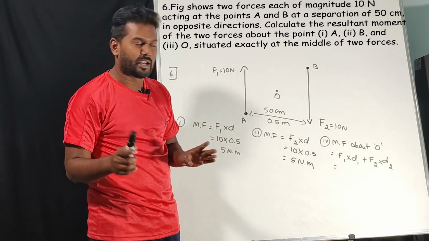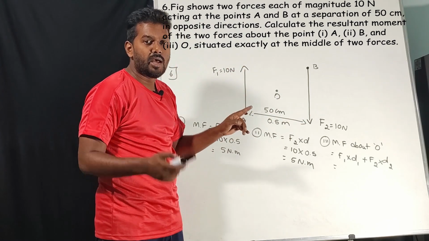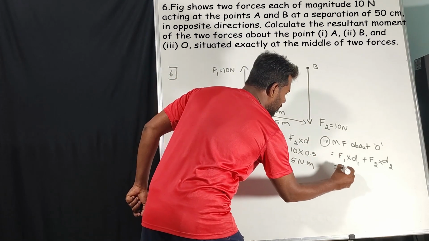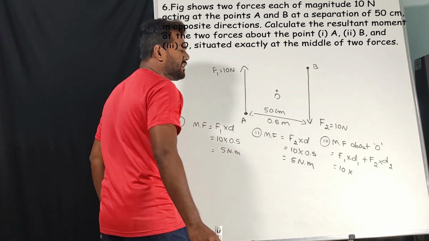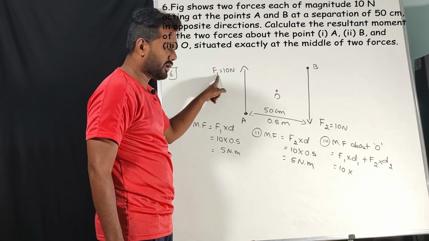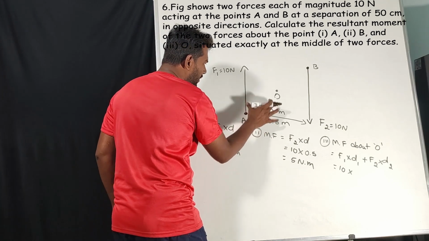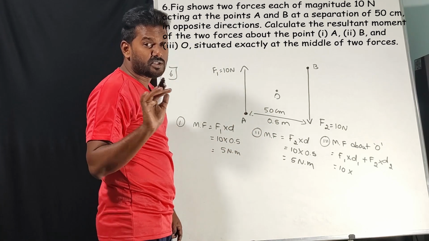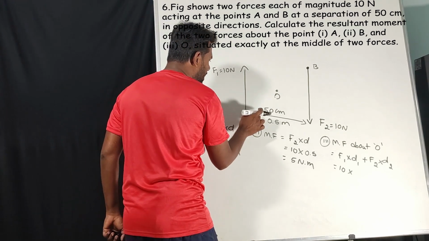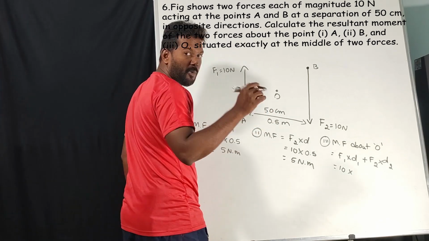If they are in opposite direction, if force F1 is up and force F2 is also up, then both are in opposite direction, then we have to subtract. F1 is equal to 10. Now this perpendicular distance d1, we are talking about O and force F1, correct? What is the difference between the point A and O? Half of this, correct? In the question they have mentioned clearly that the point O is exactly at the center. So if the total distance is 0.5, then half of it is 0.25.